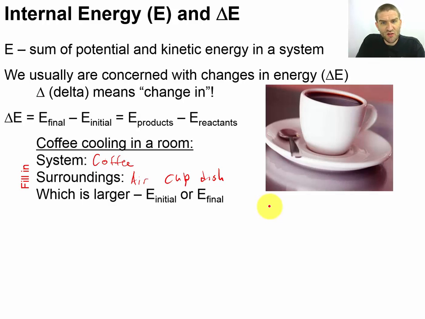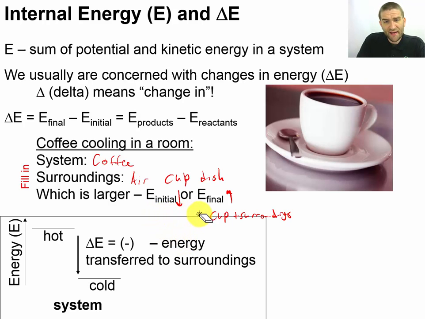Now, let's also switch gears for a moment. Oh, I was going to do this first too. All right, which is larger, energy initial or final? And it depends. For the coffee, I would say that my initial energy is going to be higher because it's cooling down. However, it's larger for my cup and for the surroundings. So delta E went up there, delta E is going down there.